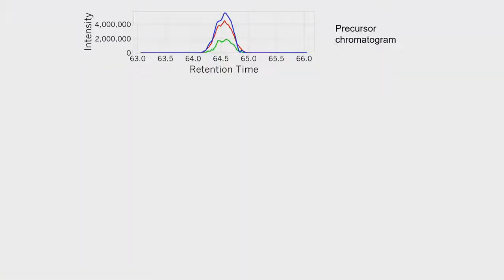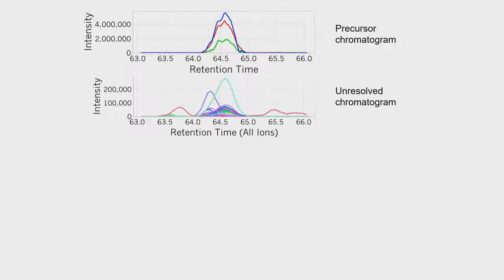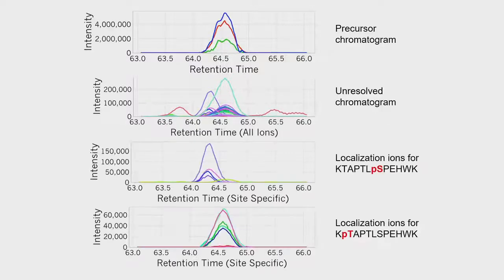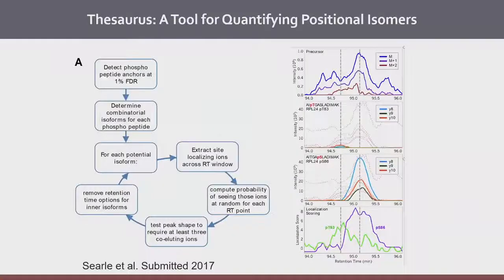There are cases where we don't actually have the ability to distinguish between them. Here's the precursor chromatogram. They're unresolved. Here are the partially resolved product ion chromatograms. If you look at the localizing fragment ions here, you can see that there is the ability to distinguish between the two forms. I won't go into details, but there's an algorithm, a tool called Thesaurus. It's submitted, and the software is available on Bitbucket.